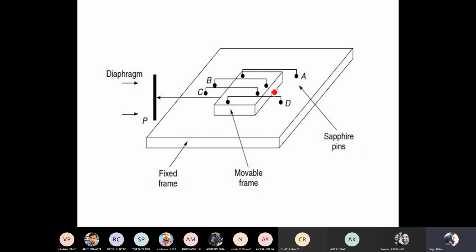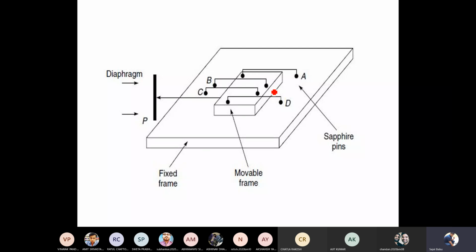Okay, if you go through the textbook and study the strain gauge, there you can clearly see that you are going to have two strain gauges. Okay, one will be the bonded strain gauge and the other will be the unbonded strain gauge. Okay, so how is it going to work.